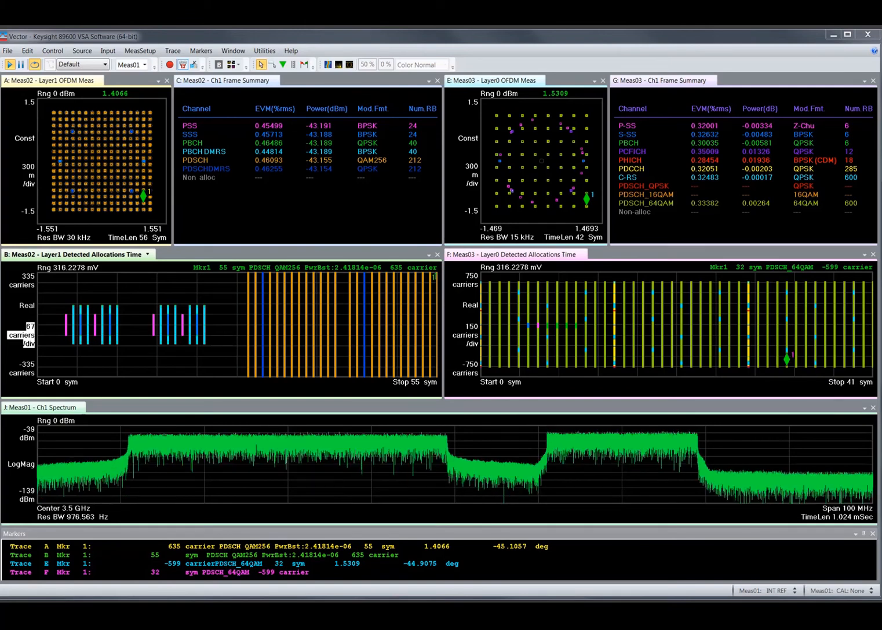It should be evident from this introductory view just how powerful the 89600 VSA software is for understanding the structure and quality of 5G NR signals.